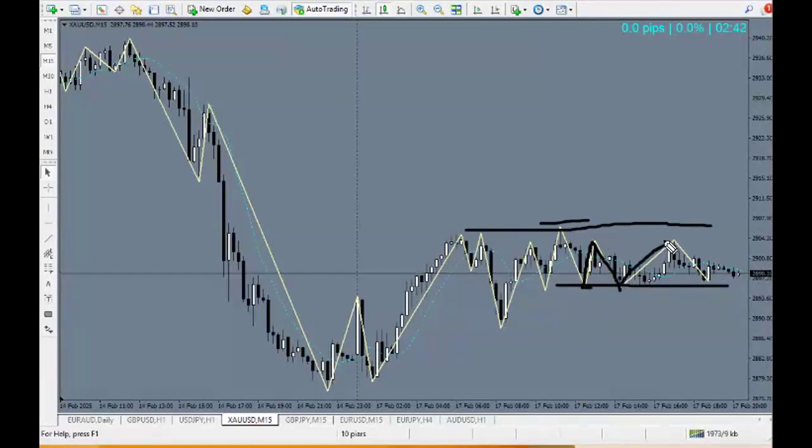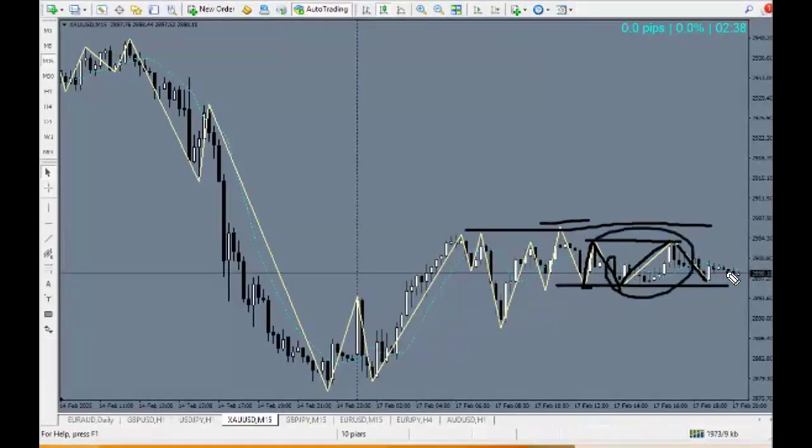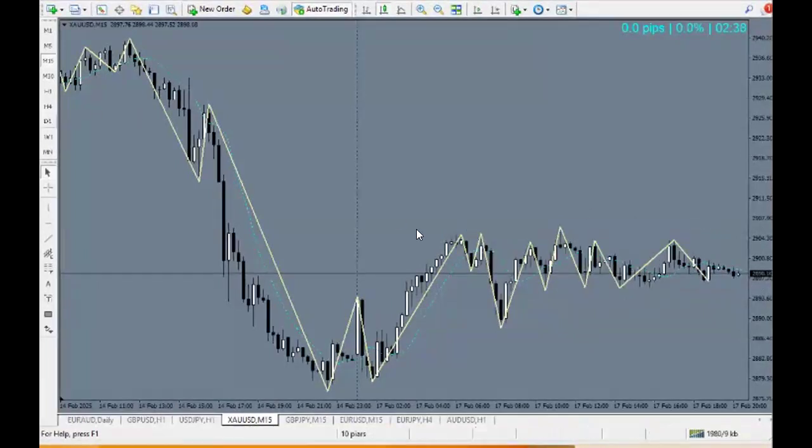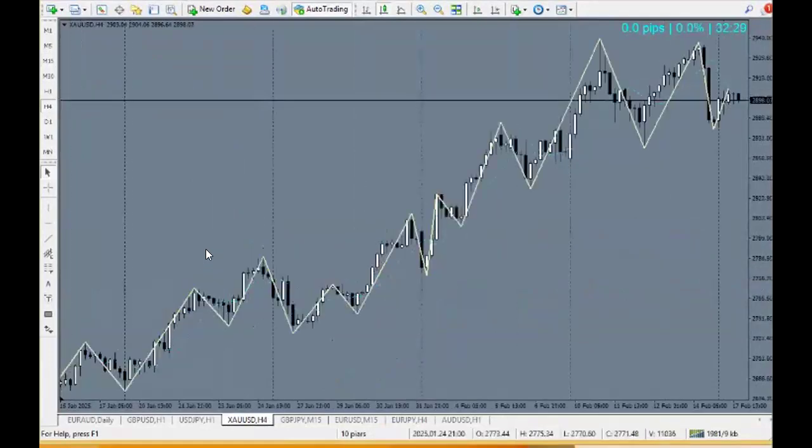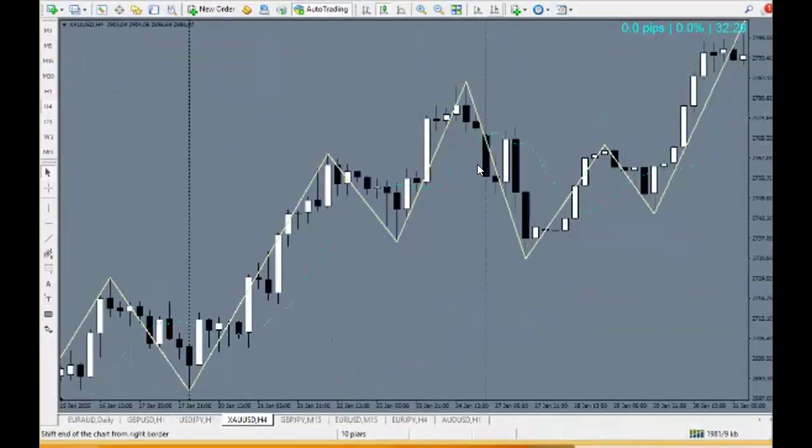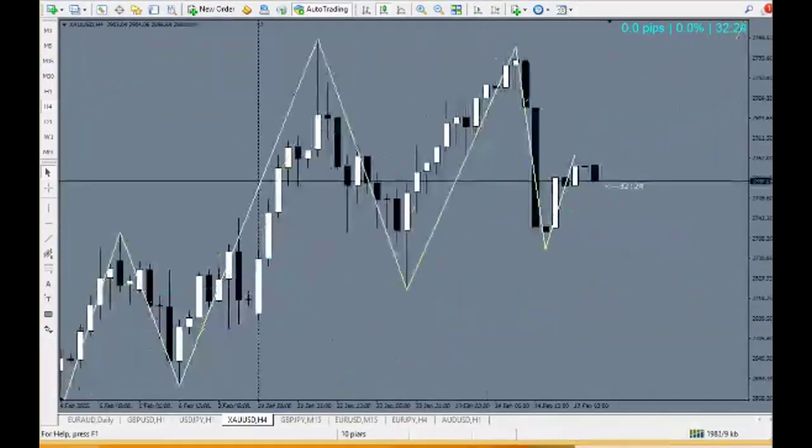And what did it do? Just gave you maybe a double top there and then came back down again. So it's struggling around here. All right, but this is the lower time frame, right? If we go to a higher time frame, for instance, we can get a better view of what is happening.